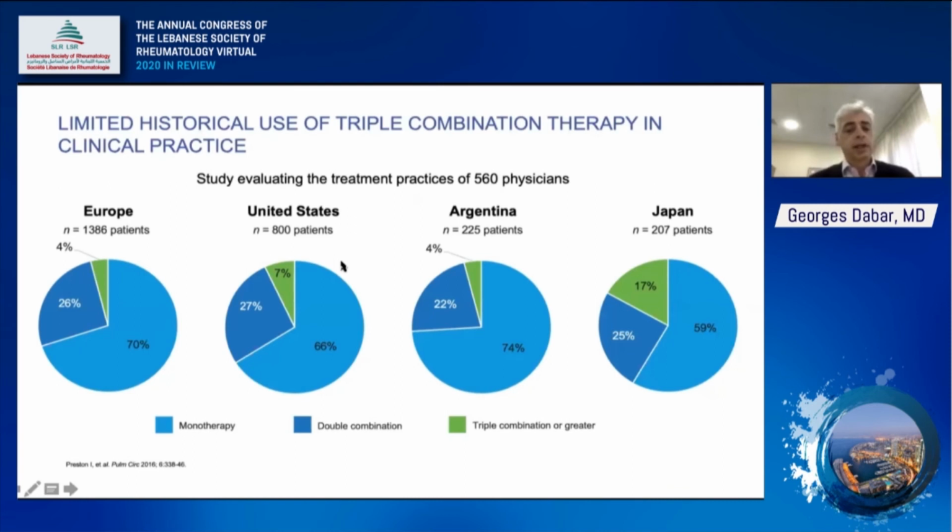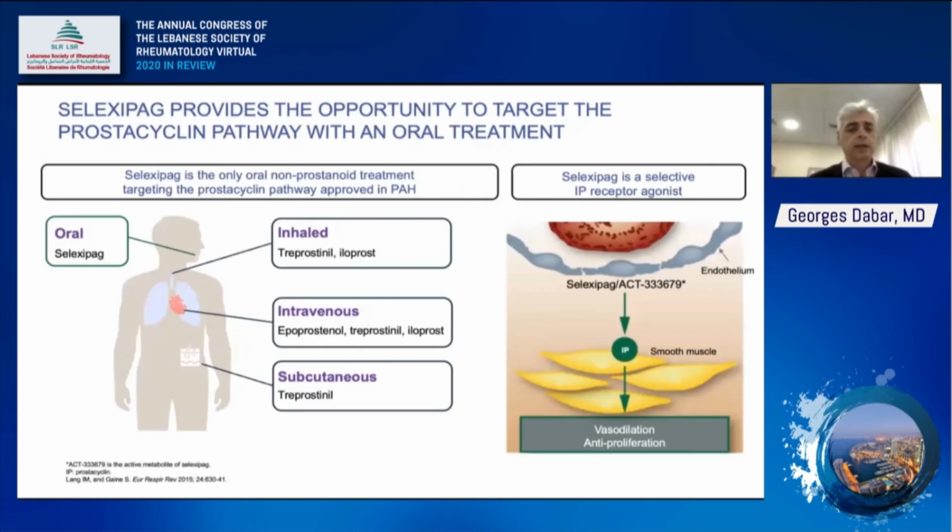There is a limited historical use of triple combination therapy in clinical practice. You can see here 4% of triple therapy in Europe, 7% in the United States, and in China 4%. Maybe in Japan there is much higher use. This is historic. The reason why, because prostacyclin was being administered by intravenous pump, and this is cumbersome for the patient, or inhaled, and you have to use it many times per day. And this is why triple therapy was not really popular. Till we have the Selexipag, which provides the opportunity to target the prostacyclin pathway with an oral treatment.